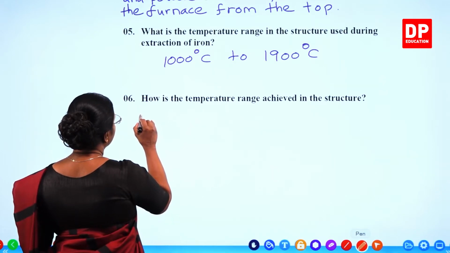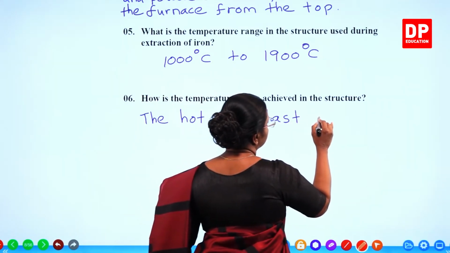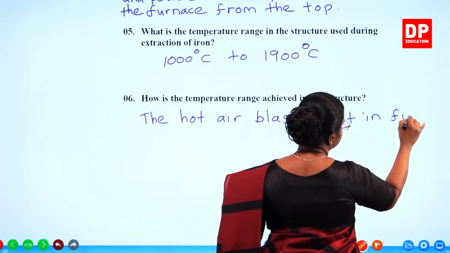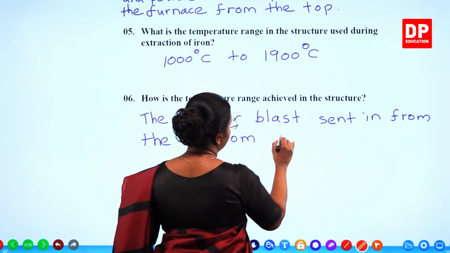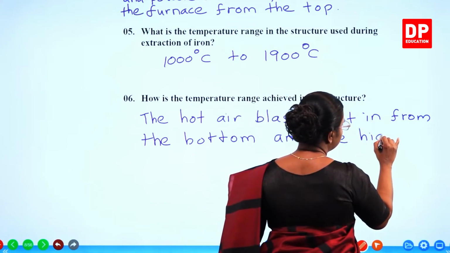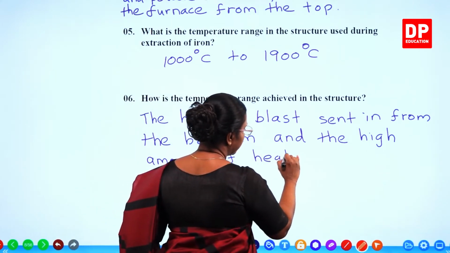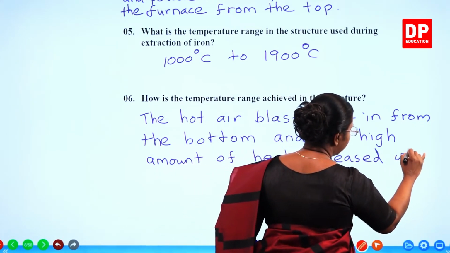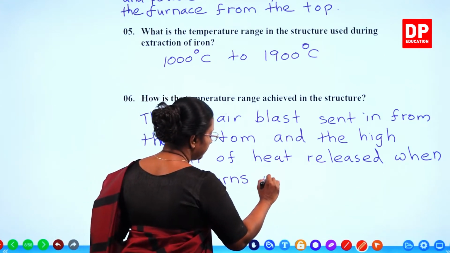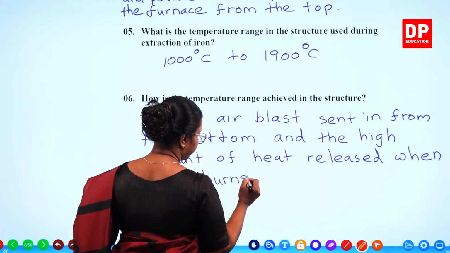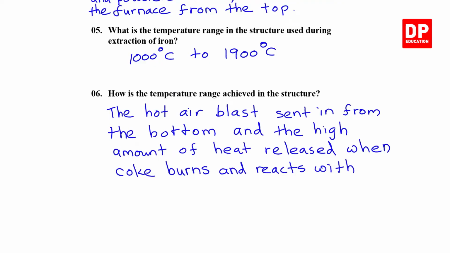So we can say the hot air blast sent in from the bottom and the high amount of heat released when coke burns and reacts with oxygen.